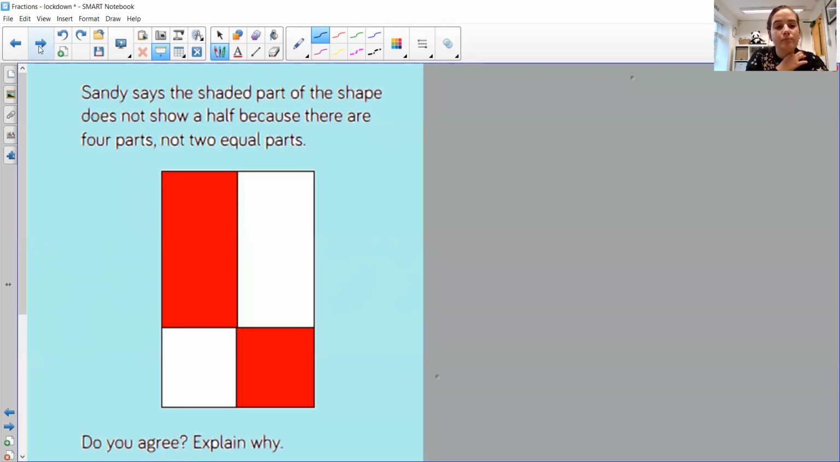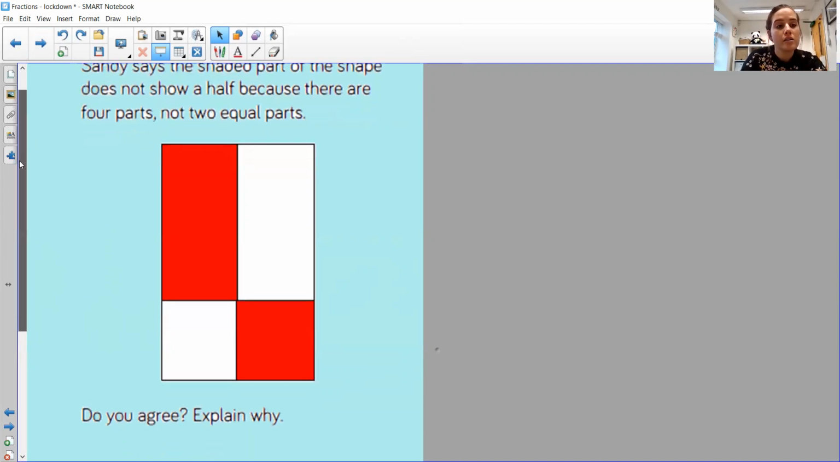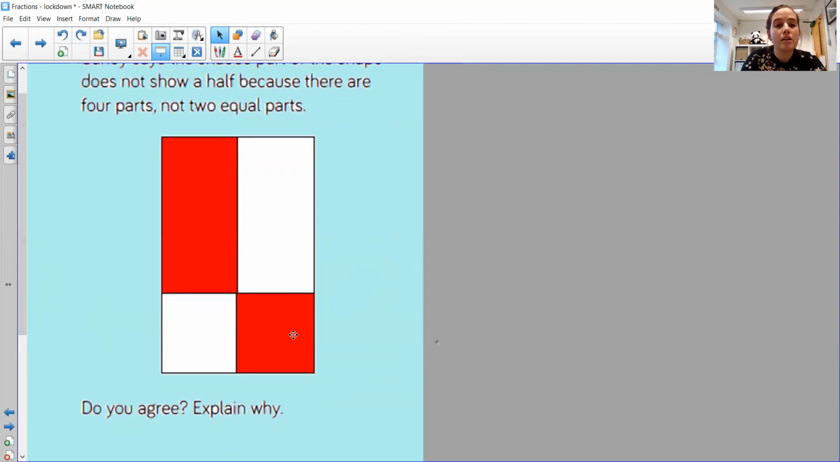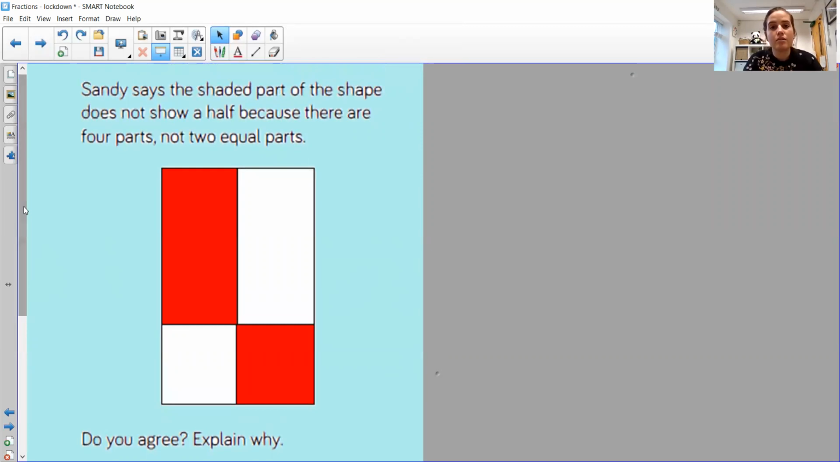Okay, let's move on. Sandy says the shaded part of the shape does not show a half because there are 4 parts, not 2 equal parts. Let me read this again before we move on. Sandy says the shaded part of the shape does not show a half. So the red parts of the shape, the shaded parts, do not show a half because there are 4 parts, not 2 equal parts. Do you agree? Explain why. So I want you to pause the video now and have this discussion in class or at home. Do you agree with Sandy or not?